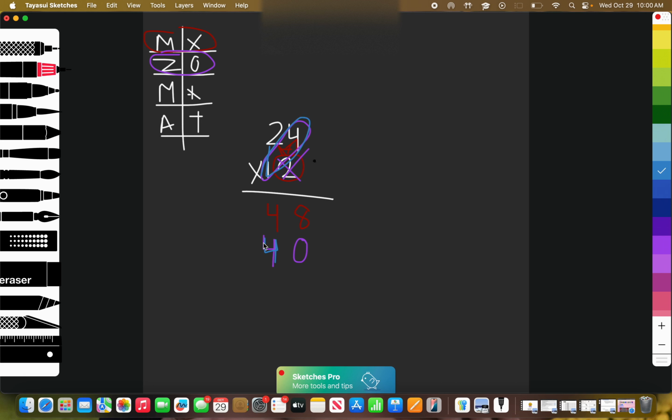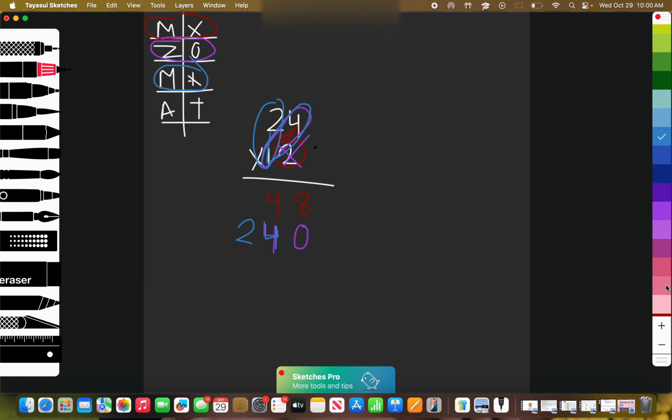Okay. We're not done just yet. We have 1 por 2. 1 por 2 es igual a 2. 1 times 2 is the same as 2. Okay, we've already completed step 1, step 2, and step 3. We're going to go on to our last step, which is addition.